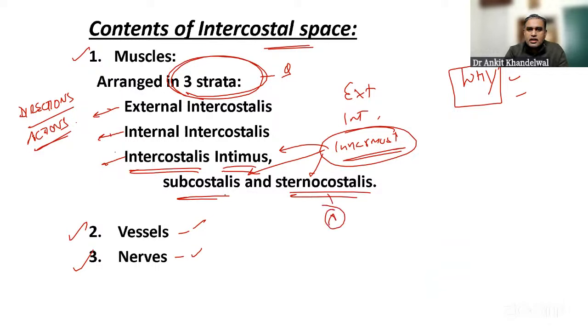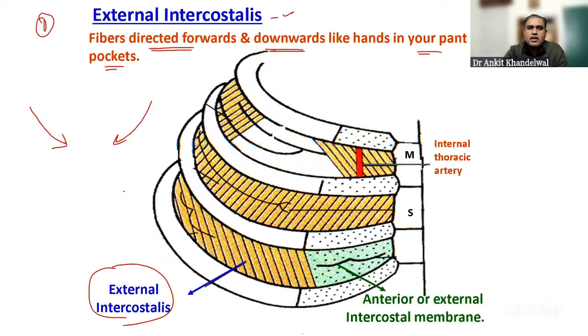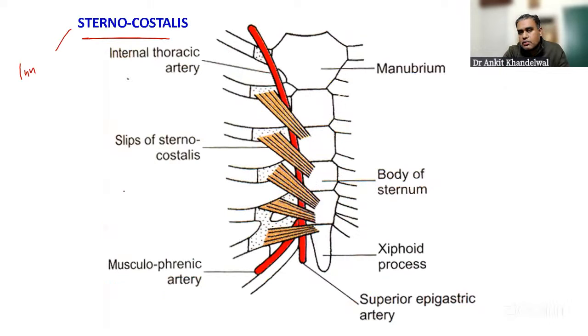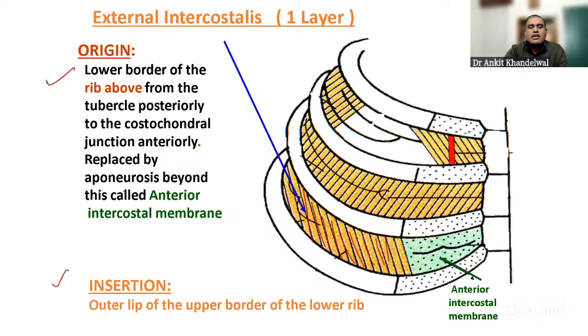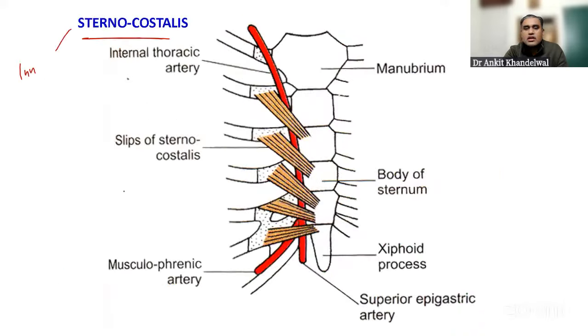Sternocostalis lies anteriorly, subcostalis lies posteriorly, intercostalis lies on the sides, that is laterally. Here you can see sternocostalis lying anteriorly because they are divided into different strata. Sternocostalis over here. This was just an example, so that for any muscle, if it comes separately, you know how to write the answer over here.